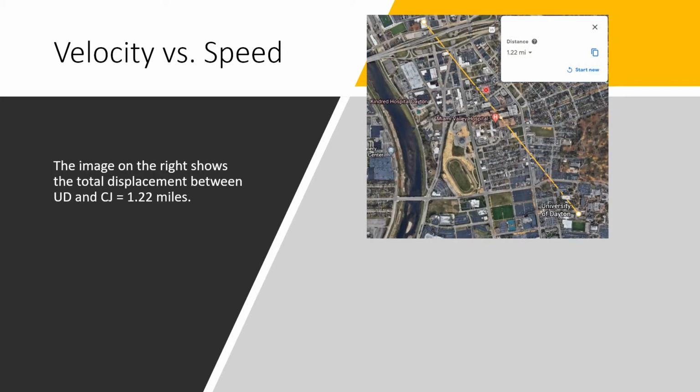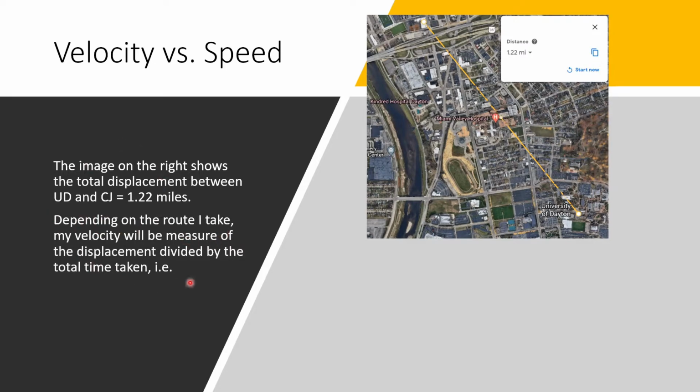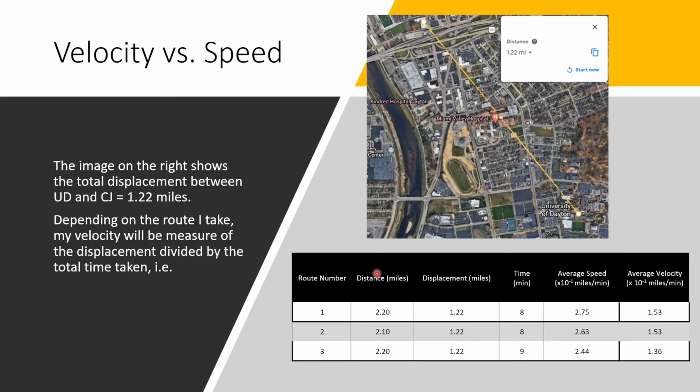However, if I go back to this picture here, which is talking about displacement, I'm sorry, Google Earth does not show this as displacement, but this is actually displacement because it's not looking at the actual route that I have to take. So the image on the right shows the displacement, which is 1.22 miles. If I were to measure this against the table I showed you previously, the distance I've traveled varies, but the displacement does not. So the displacement stays constant. The time, however, changes given the distance that I'm traveling.